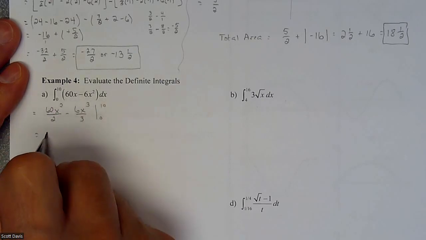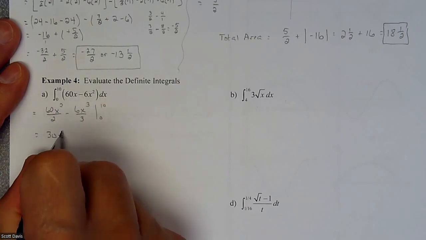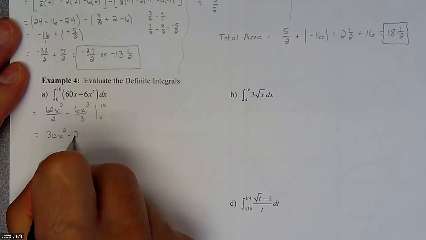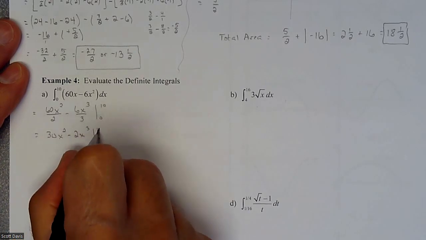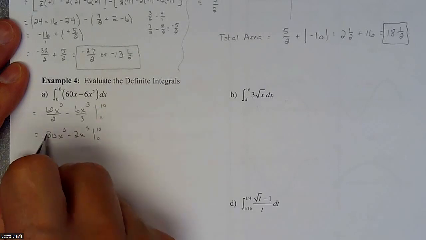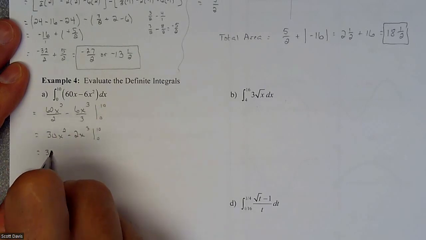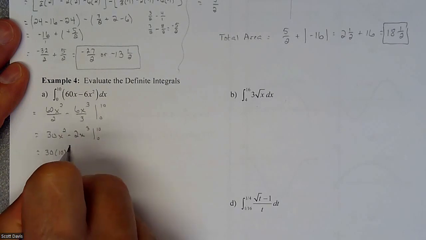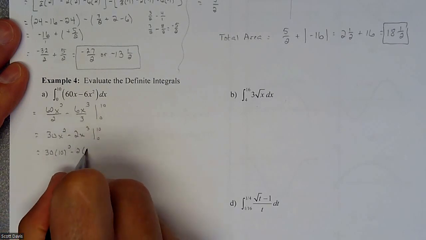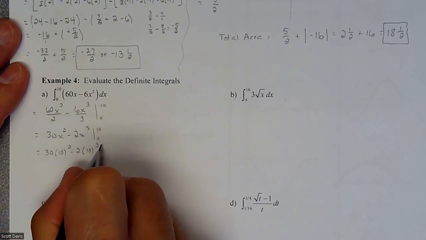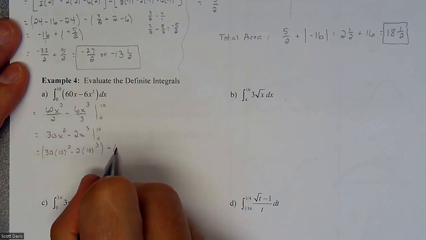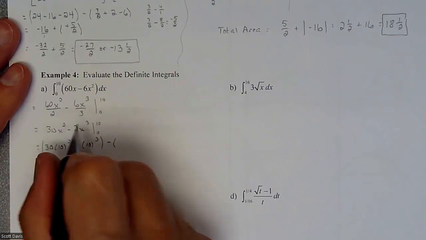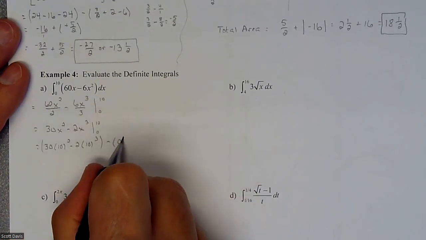And so this is going to be 30x squared minus 2x to the third. And we will be plugging in our bounds. So we'll plug in the bigger bound. And so that's going to be 30 times 10 squared minus 2 times 10 cubed. So that's the area of the first minus, we're going to be plugging in 0. So if we plug in 0 into that, that's just going to make a 0.